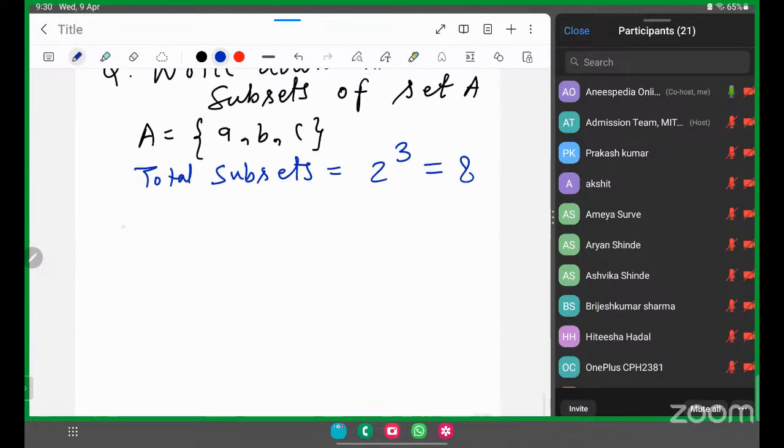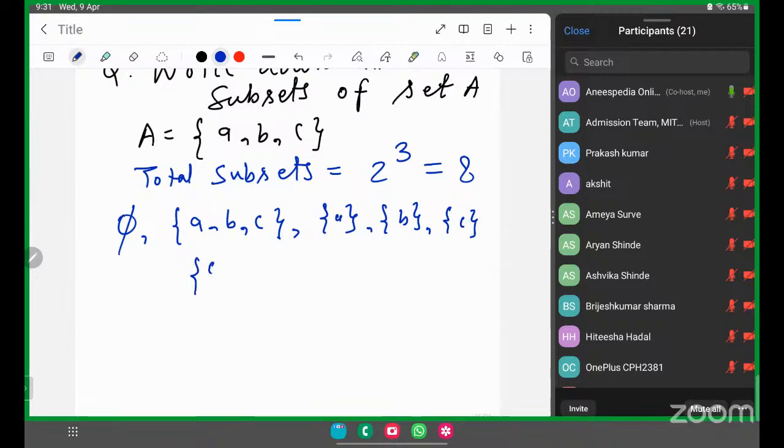So first will be the empty set, then the set itself, A comma B comma C, then take individual elements, curly bracket A, curly bracket B, curly bracket C, then take the pairs. This will be A comma B, B comma C, and A comma C. We cannot have A comma B and B comma A, because A comma B and B comma A will be the same set. So there are a total of 8 subsets. Understood?